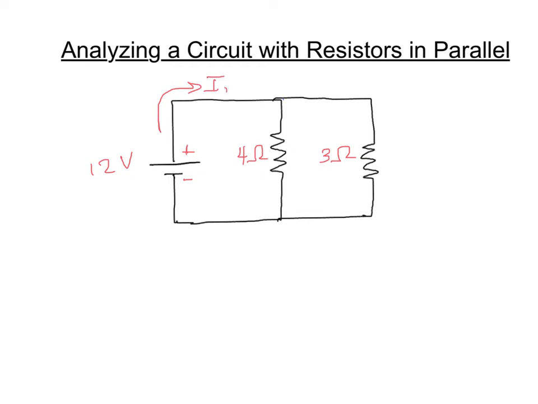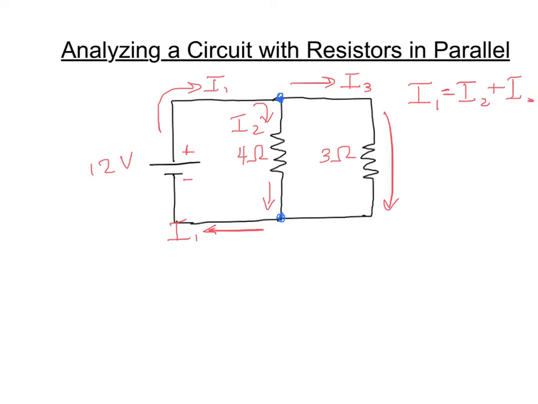It gets to this junction right here. It's going to split. I'll call this I2 right here, and I'll call the current in this direction I3. Those are going to come through here and here, and they're going to meet again at this point right here, and I will have I1 back again when they merge. So the big idea, the equation, is I1 equals I2 plus I3.